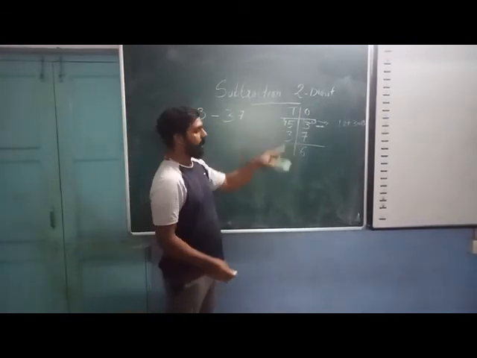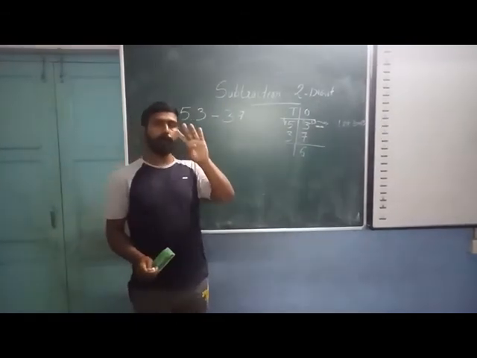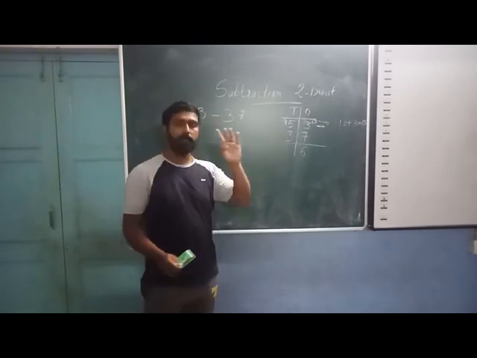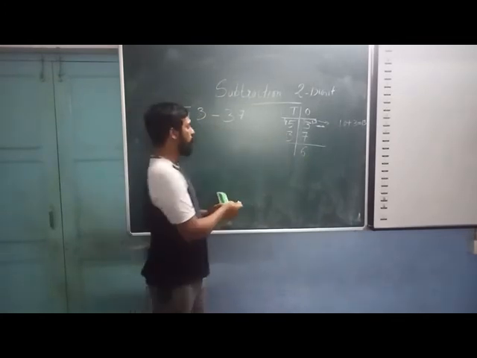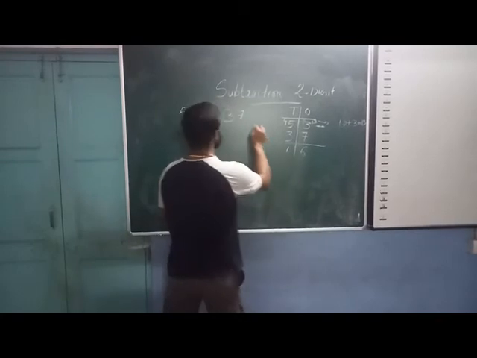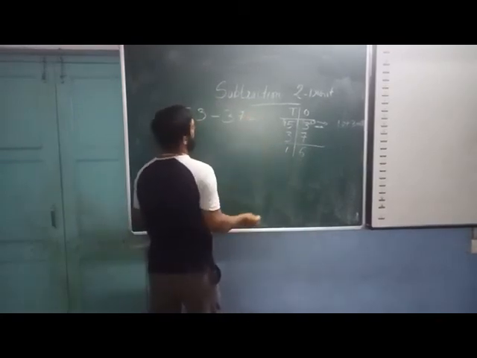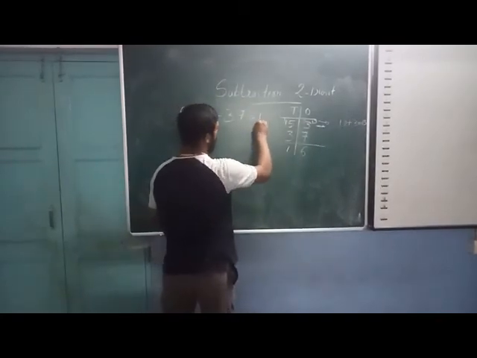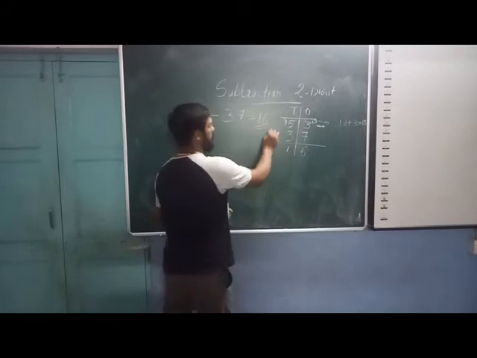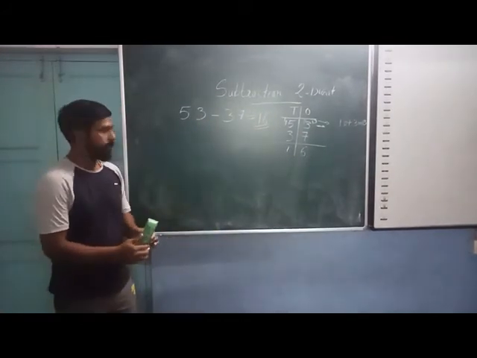Now we have 4 here. Out of 4, how much do we have to reduce? 3. So how much is left? 1. So 53 minus 37 is equal to 16. Is that clear? Once again I will explain.